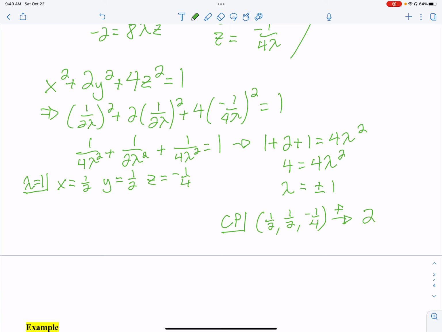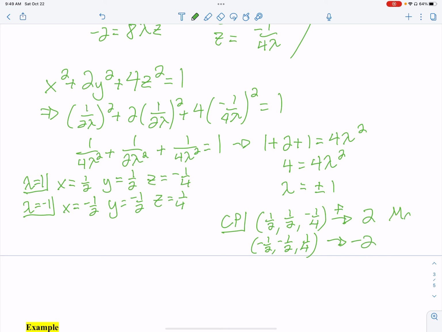Now doing lambda equals -1, and we're plugging that back into x, y, and z. I get x equals -1/2. It just flips my signs. Y equals -1/2, and z equals a positive 1/4, which means the other critical point is (-1/2, -1/2, 1/4). This will spit out a negative 2. So we have a max of 2 at that point and a min of negative 2 at the other point. It's really nice when we get 2 points because we actually get the max and min.